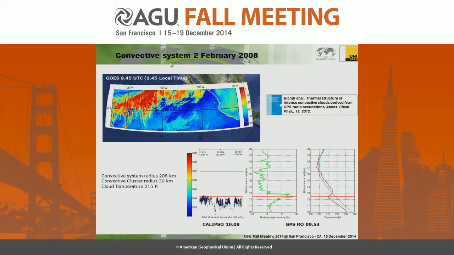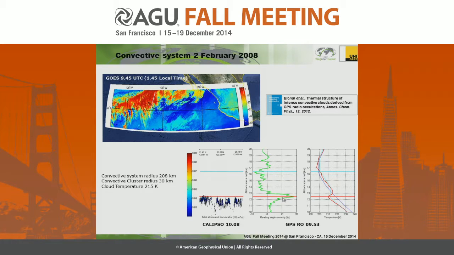One example is the study of convective systems. This is one of these convective systems that we have analyzed. It was a squall line in the Pacific Ocean, and you see the black line here is the GPS radio occultation, and the white line is the Calypso track. So what we did was to compare the Calypso attenuated backscatter on the cloud, and we compared the profiles from the GPS radio occultations.